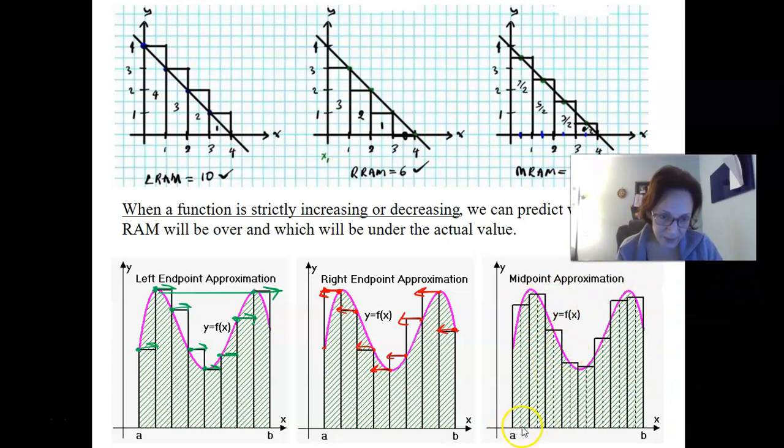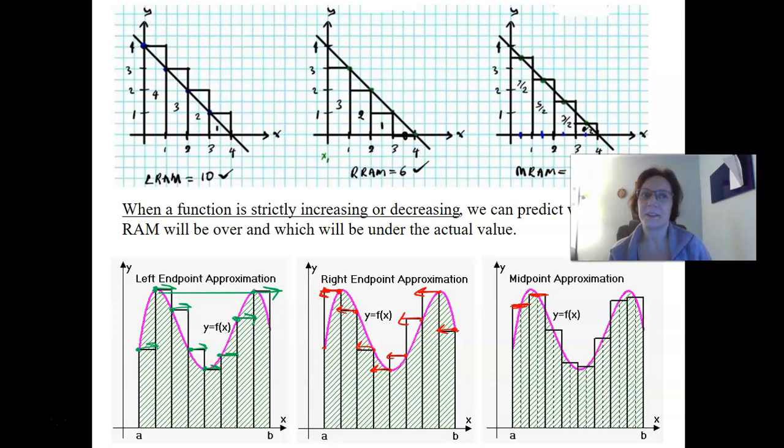Notice here, this first rectangle, see these dotted lines they put in the middle? That's the middle. And notice that the height of my rectangle doesn't come from the left or the right. It comes from the middle. Here, the height of my rectangle came from the middle of that interval. So again, it's like this little marriage of LRAM and RRAM.